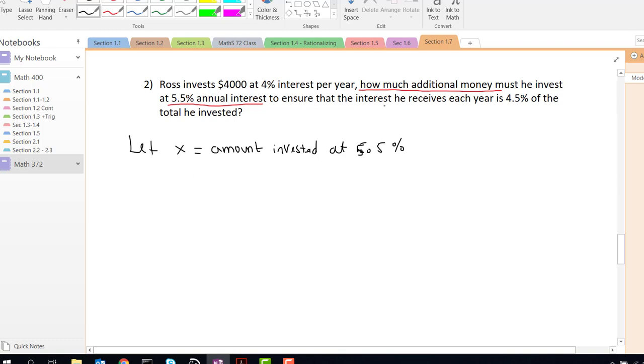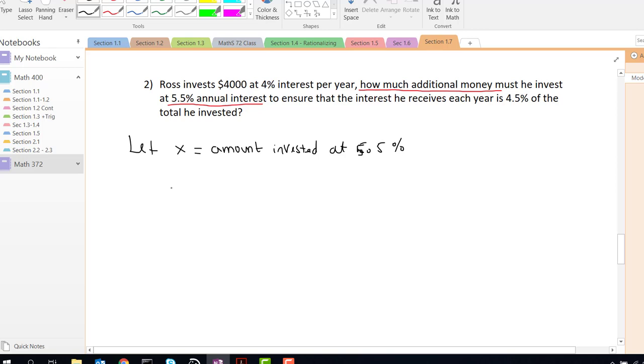And then it says to ensure that the interest he receives each year is 4.5% of the total he invested. Okay, so we have lots of things going on here. So picture this. What is happening? So this person is taking $4,000, putting it in an account, and then it's going to take some sort of additional money, X amount, and it's going to invest it at 5.5%. And the goal is that at the end of the year, you want the combined amount to equate to earning 4.5% total. So there are three things going on here.